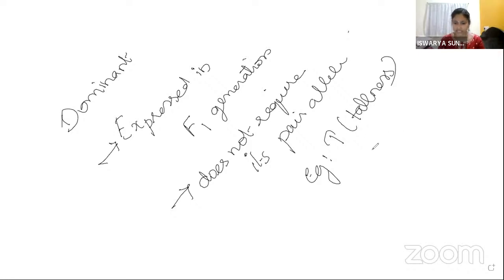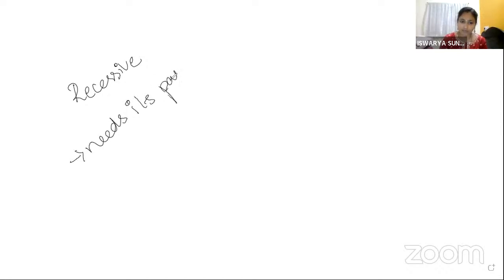Because this capital T did not require another capital T to express itself. Even if it had a small t, it doesn't matter. It will represent. Whereas there is another character which needs its pair allele to represent itself. What is that character called? It is called recessive. So this character needs its pair allele to represent.